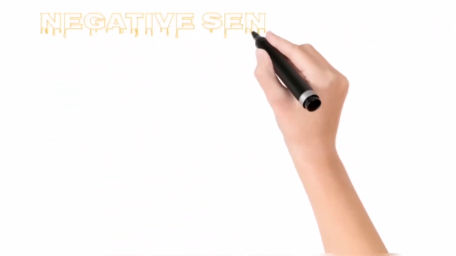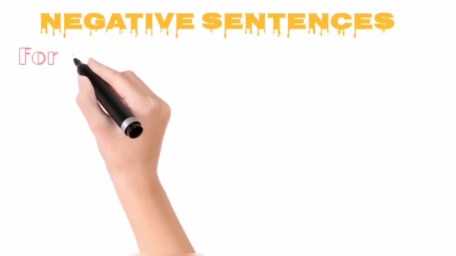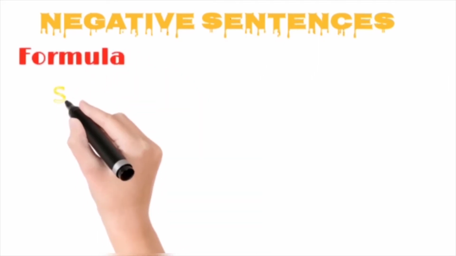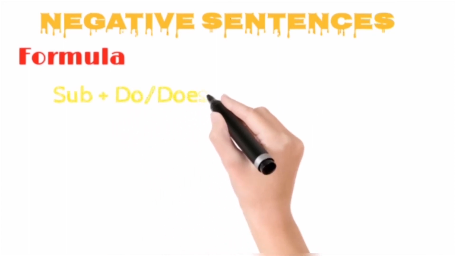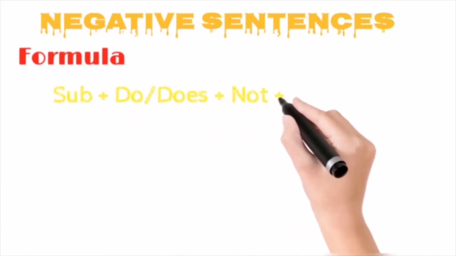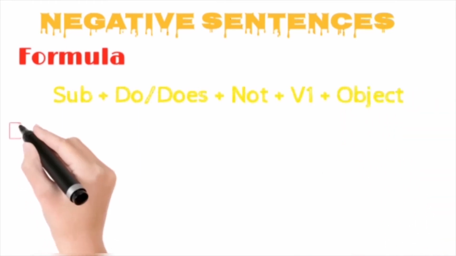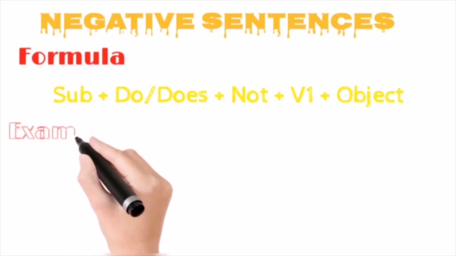Negative sentences. We use negative when we want to deny or when we are not agreeing with someone. And to do this, we use two additional words, which are not and helping verbs. Formula: subject plus do/does helping verb plus not plus first form of verb plus object.